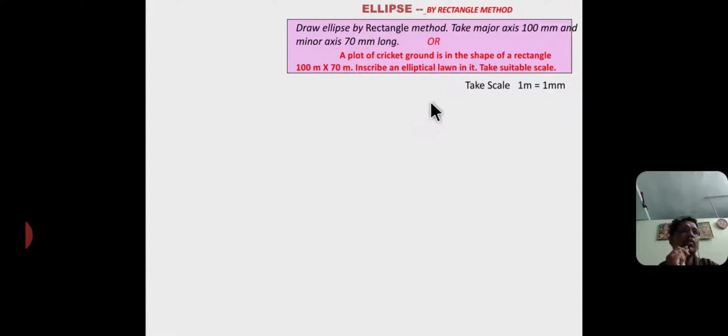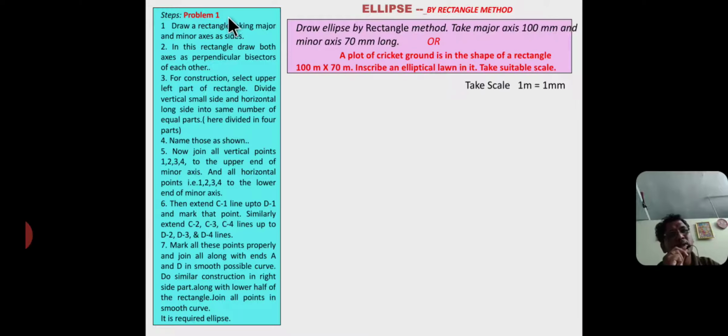Now for this particular problem I consider 1 meter of original length as 1 mm on the drawing sheet. Therefore 100 meters equals 100 mm and 70 meters equals 70 mm. Now the answer is the same for both cases.